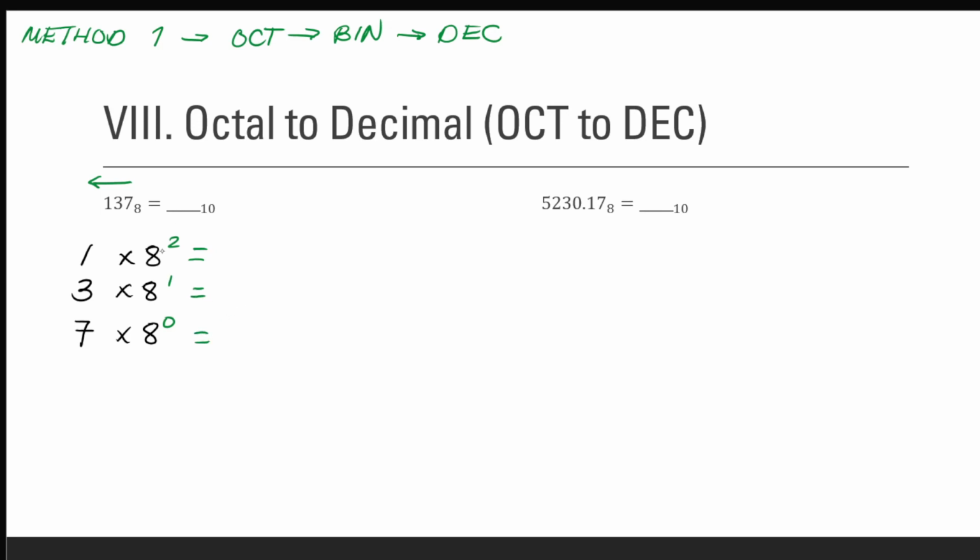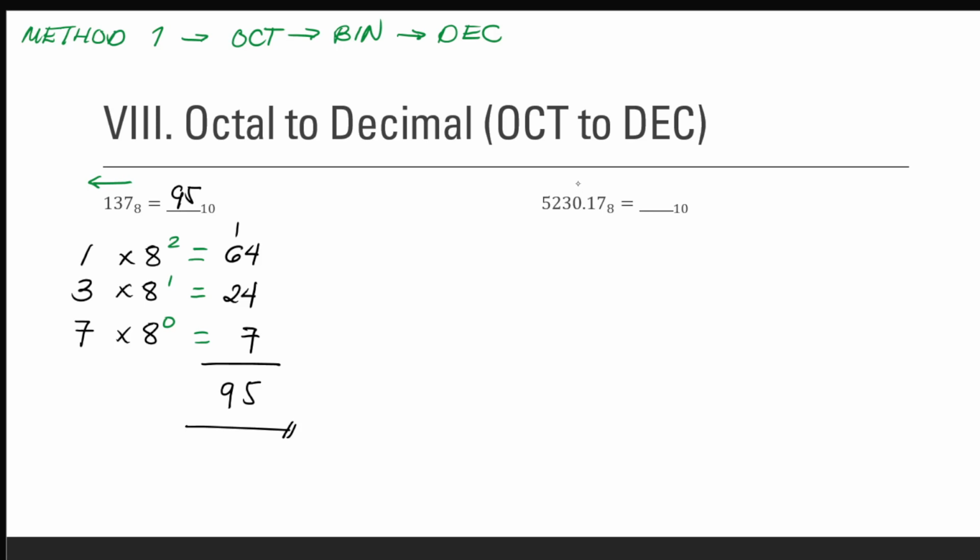So, we have 8 squared is 64 times 1 is 64. 8 raised to 1 is 8 times 3 is 24. Then we have 8 raised to 0 is 1 times 7 is 7. So just add them. 4 plus 4 is 8 plus 7 is 15. Carry 1. Then 1 plus 6 plus 2 is 9. So therefore, here is our answer: 95 is the equivalent decimal of our octal.